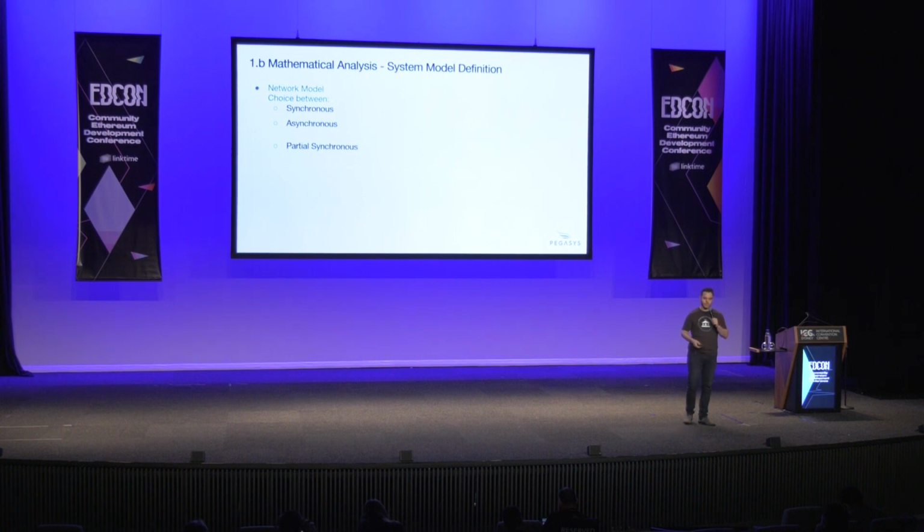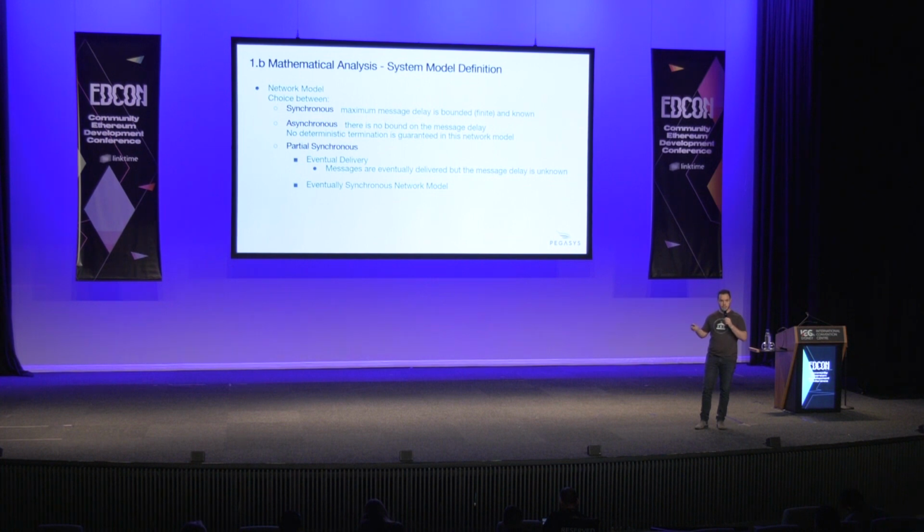You have the synchronous model, where you know the maximum message delay. Messages won't take more than that time to be delivered. You have the asynchronous one, where the message delay is unbounded, can be any value, and the value is unknown. In this condition, there is a proof that shows that no consensus protocol is guaranteed to terminate deterministically. And then you have the partially synchronous network model, which can be divided in 2 submodels, the eventual delivery, where you know the messages will be delivered.